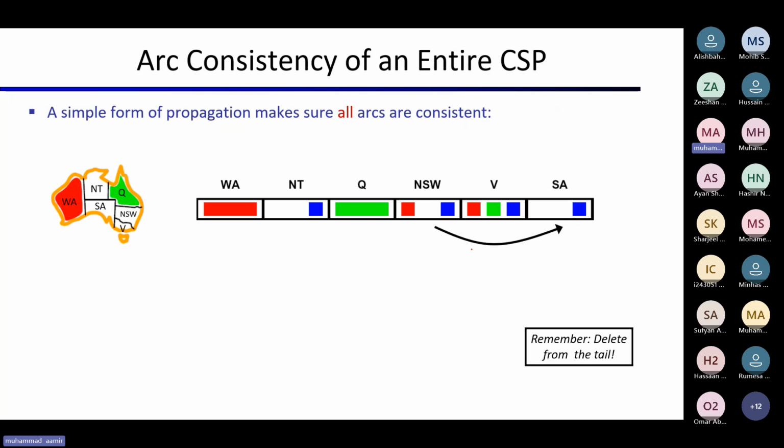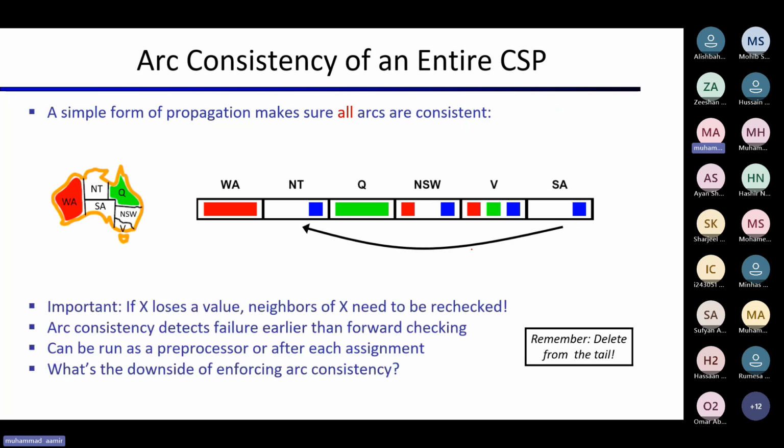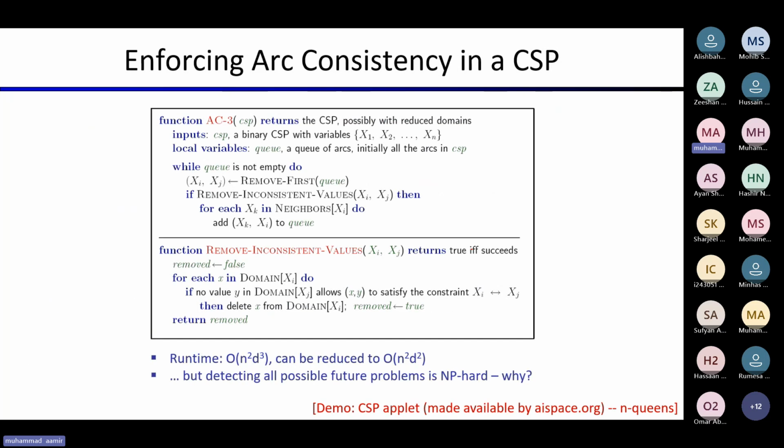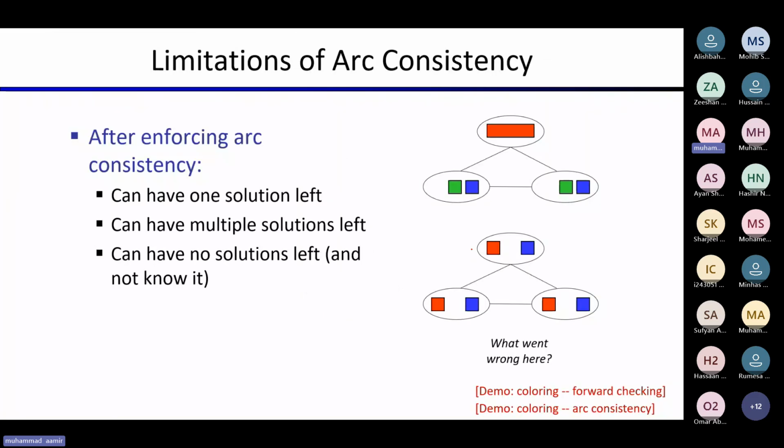Remember, I said the arc is two-way, so we need to check the two-way consistency, and this is the algorithm of consistency. Now, what are the problems or the limitations of arc consistency? Remember, we saw that there are some problems with forward checking, so we need to see arc consistency as well.